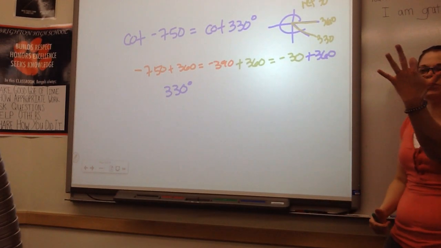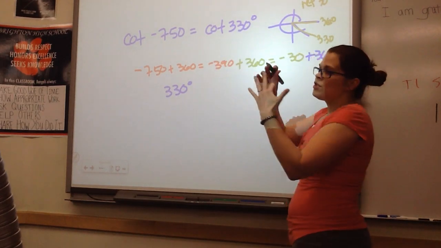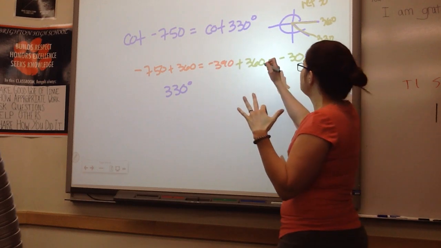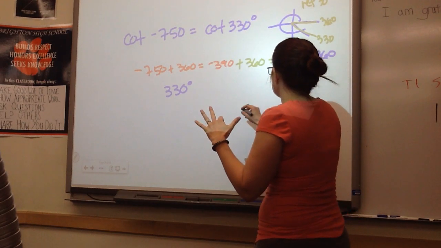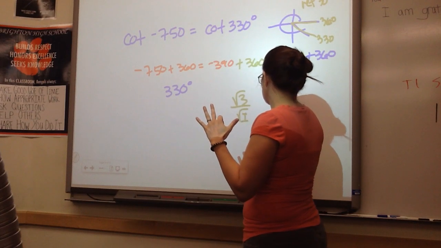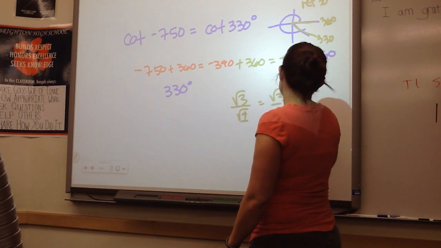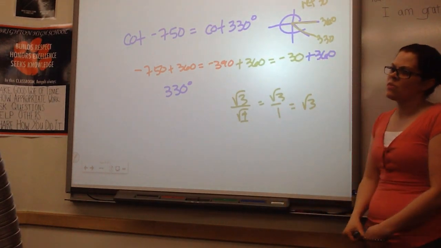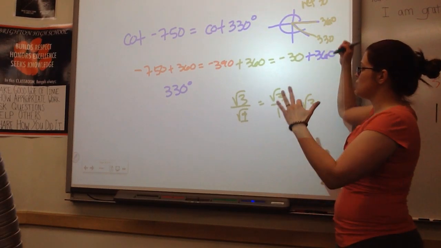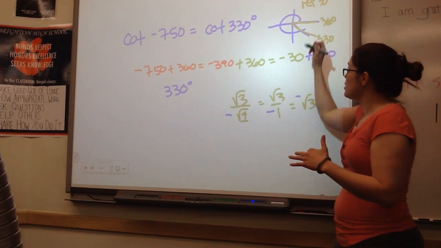We put down our 30-degree finger. We're doing the cotangent, so we're doing x over y. So I'm going to do root 3 over 1, which is just root 3. We're in the fourth quadrant, so we went right and down. That means our y value is negative, which makes the whole thing negative.